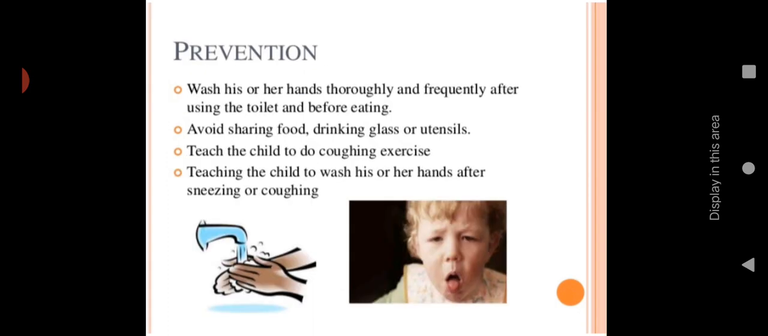Then we can see some of the preventive measures for tonsillitis. Wash hands thoroughly and frequently after using the toilet and before eating. It helps to prevent contamination or invasion of microorganisms. Avoid sharing food, drinking glasses or utensils. Teach the child to do coughing exercises. Then teach the child to wash hands after sneezing or coughing. So these are the preventive measures. They will help to prevent the invasion of microorganisms into the mouth.